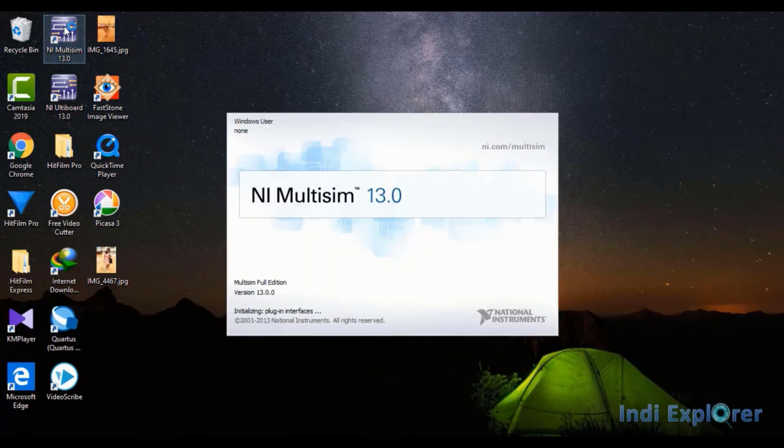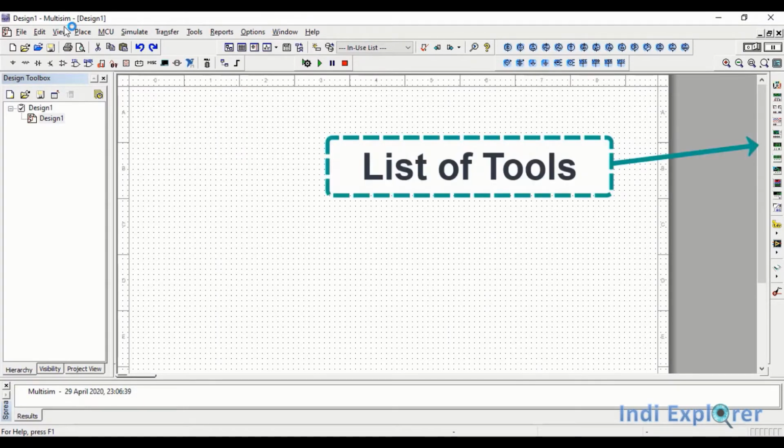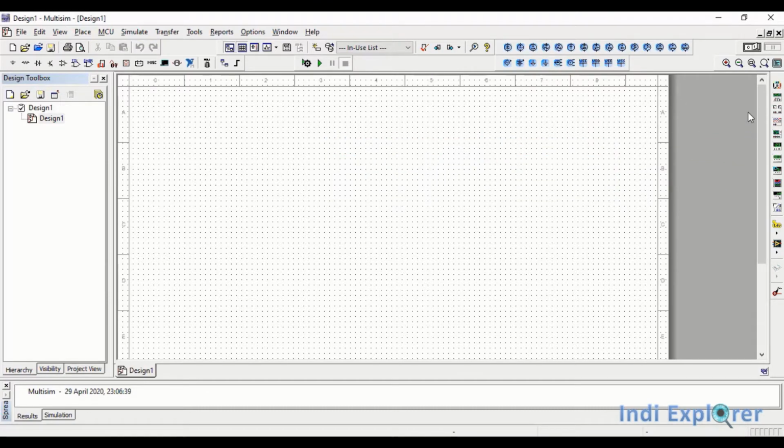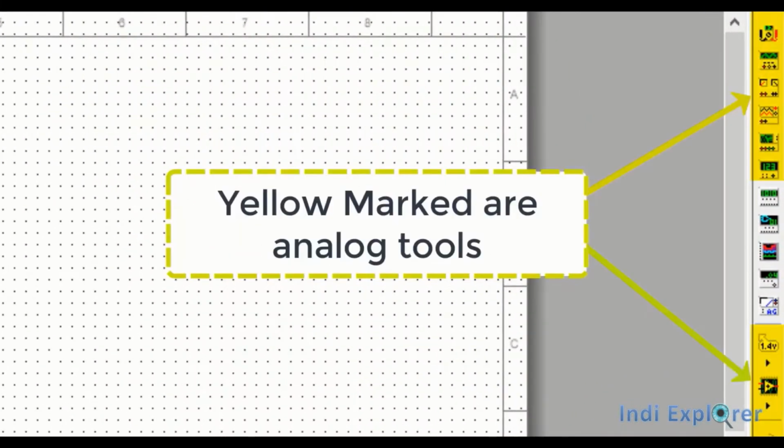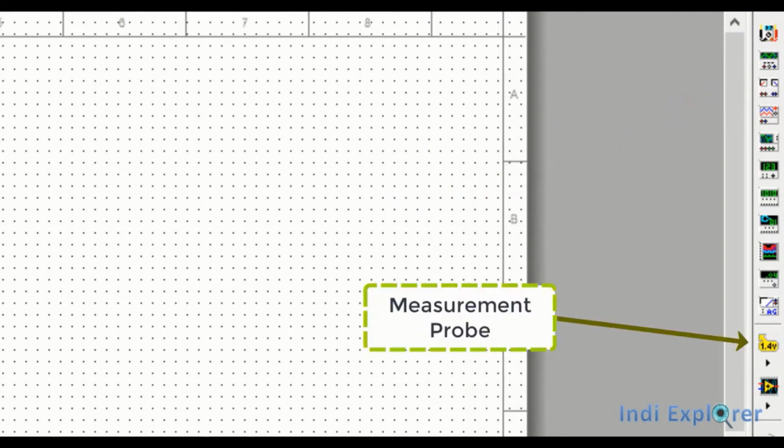Today we will learn about Multisim's instrument panel. Remember we spoke about the rich collection of simulation tools available in Multisim? Those are actually very useful to diagnose and learn about circuits. There are analog and digital instruments. In this video we will talk about only important analog instruments such as multimeter, wattmeter, oscilloscope and measurement probe.